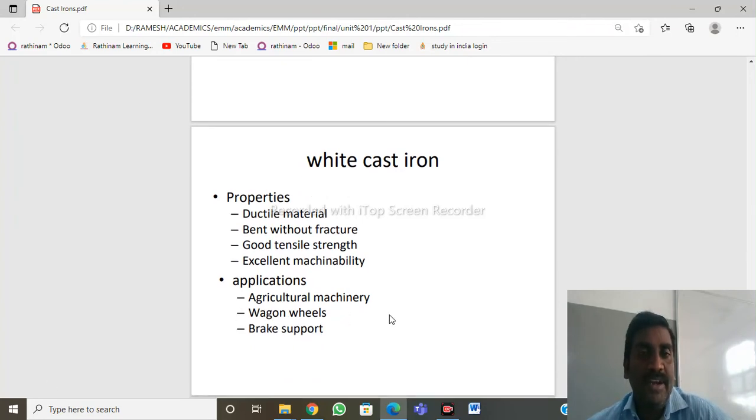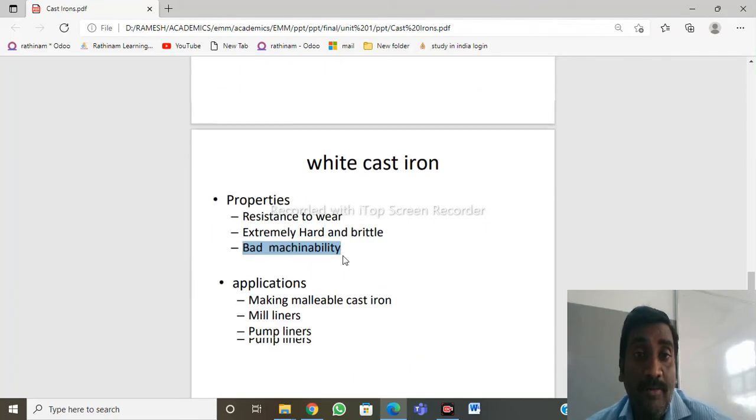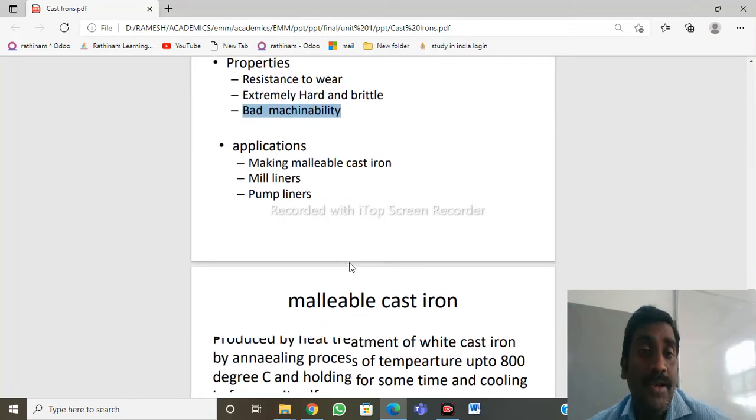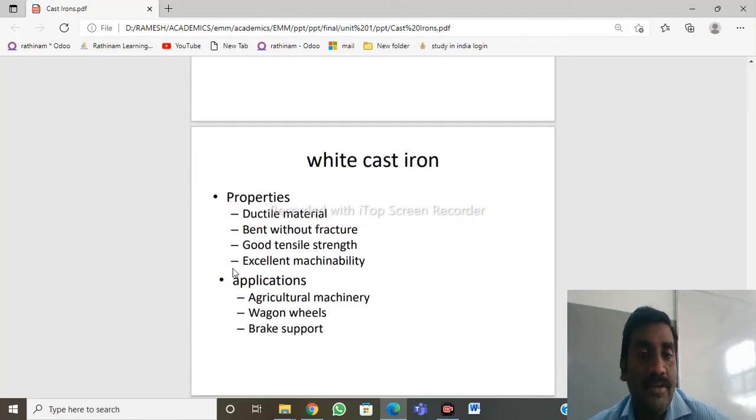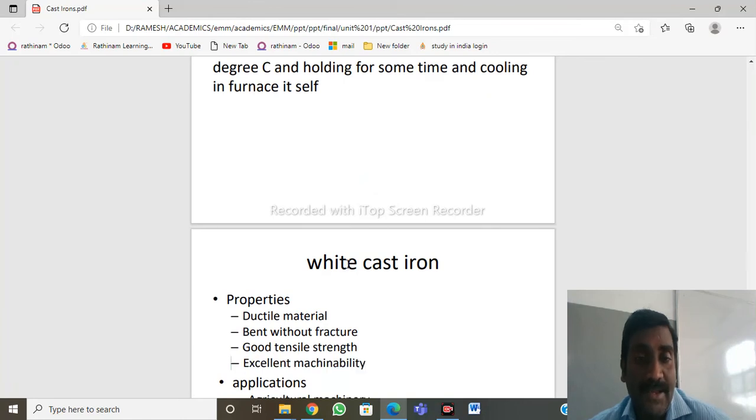The properties of malleable cast iron: it is ductile in nature, with high ductility, can be bent without fracture, and has good tensile strength and excellent machinability. We know that white cast iron has bad machinability, but if we do the annealing process up to 800 degrees centigrade, the output is called malleable cast iron. Now it has excellent machinability, so the disadvantage is overcome in malleable cast iron.